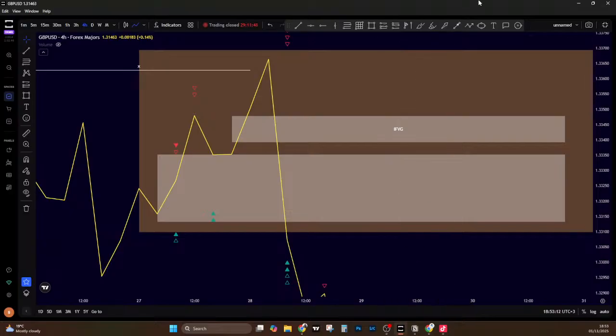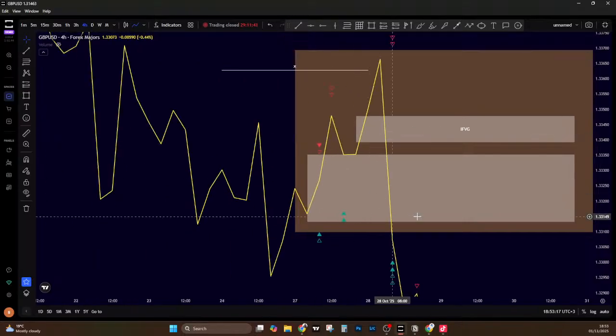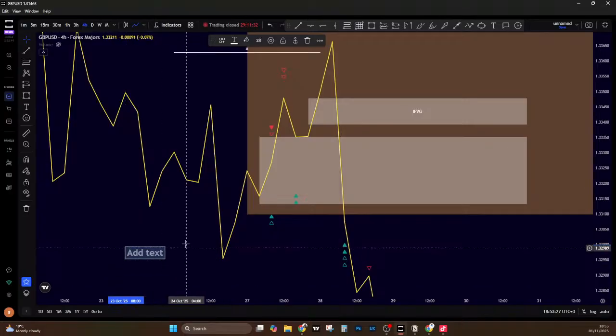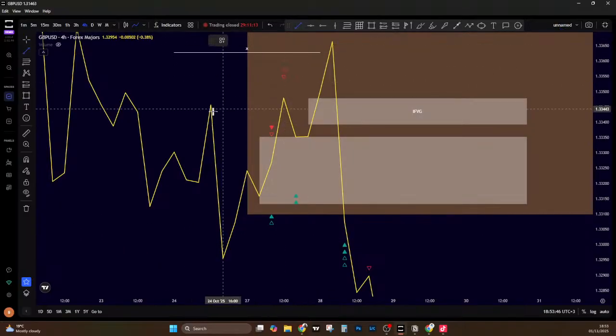Very clear. So we have three things that are happening here. We have what we call the QML area. Those who are from my class will understand there is something we call the quasi-model level. Okay, quasi-model. So here, this is where our QML is.